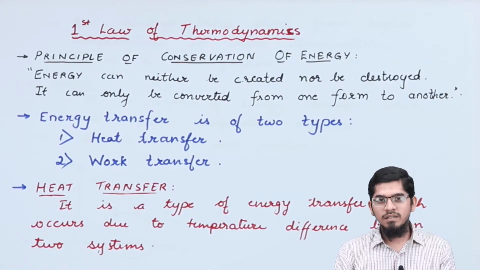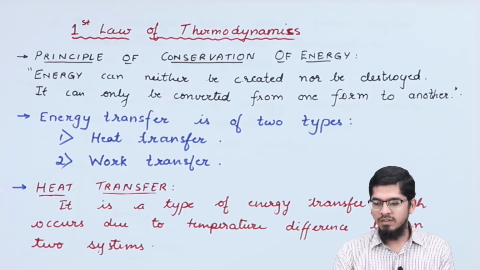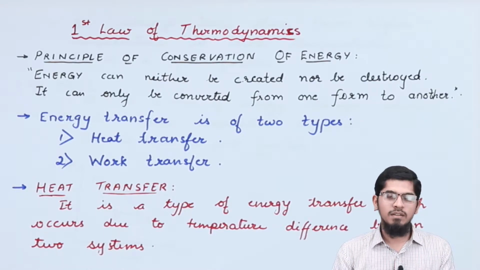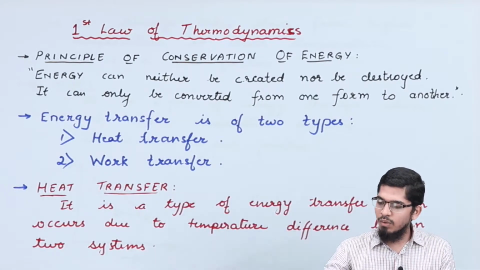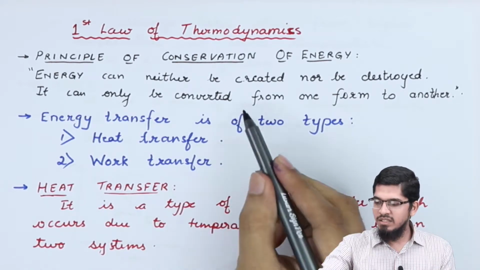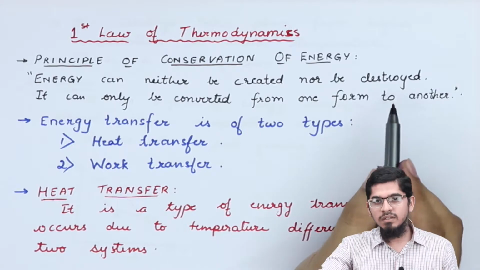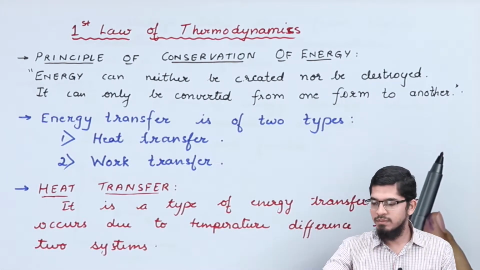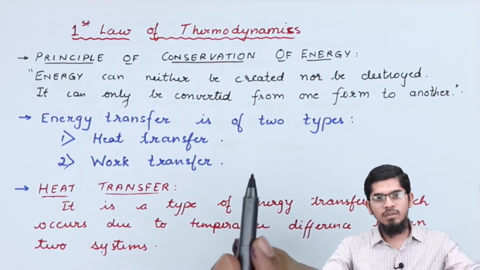So we'll start the discussion with the statement of the law of conservation of energy, also known as the principle of conservation of energy. Okay, what this law states is that energy can neither be created nor be destroyed. Then what can be done? It can only be converted from one form to another. I hope it's clear. So we can convert energy from one form to another.